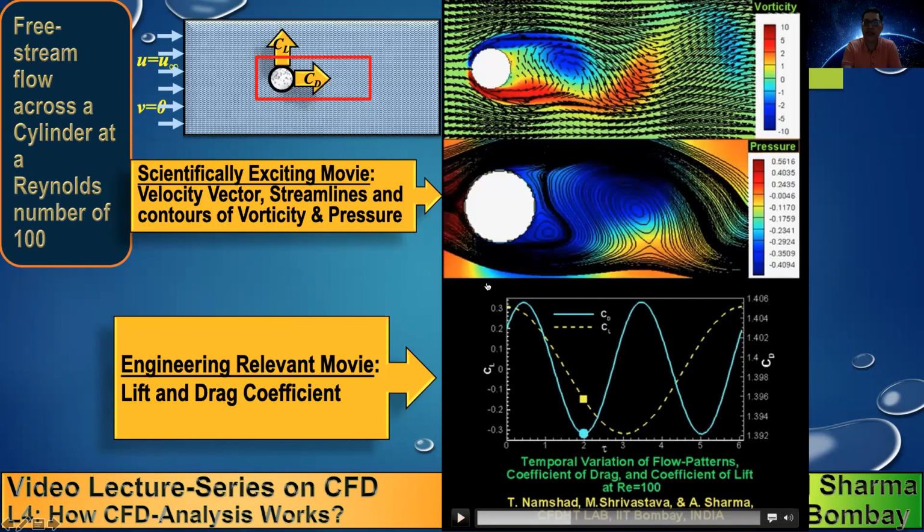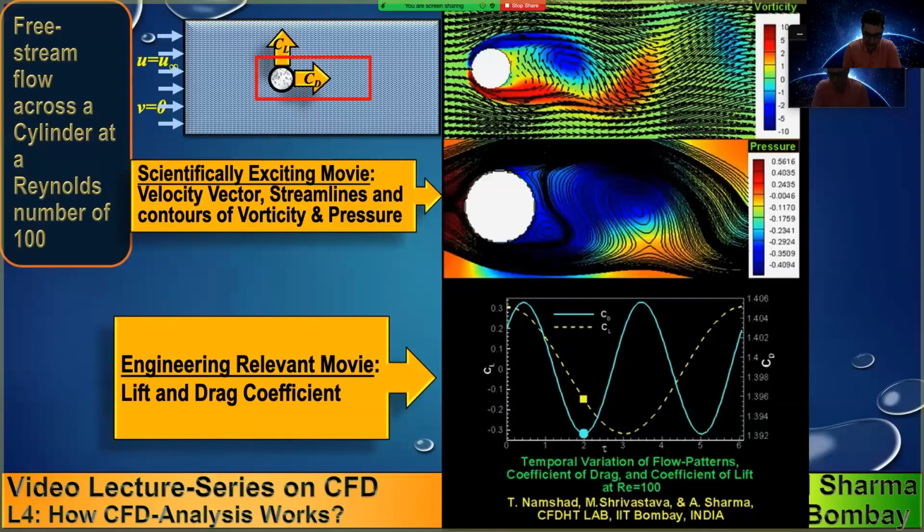You can see in this case, when the flow separates on the lower half, the vortex which is formed is in the anti-clockwise direction. Alternately, clockwise and anti-clockwise vortices are formed, and this anti-clockwise vortex is shown here by the red color.